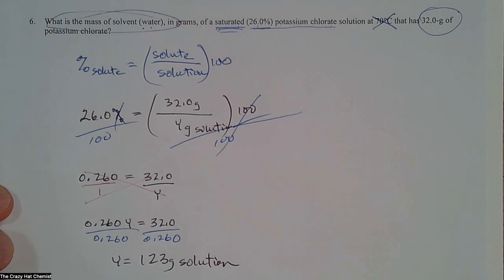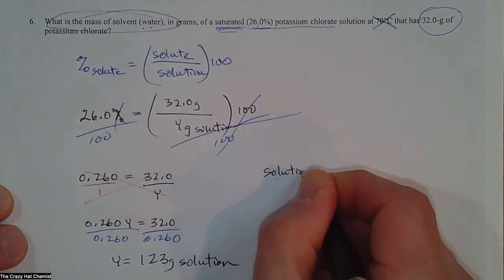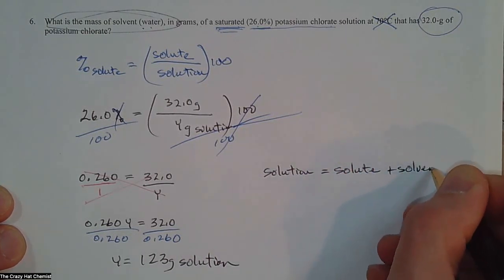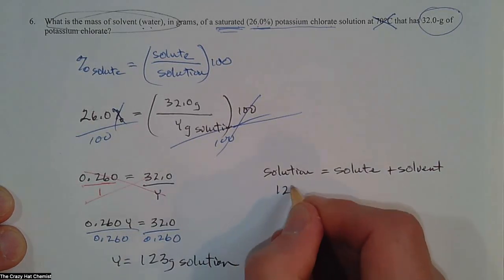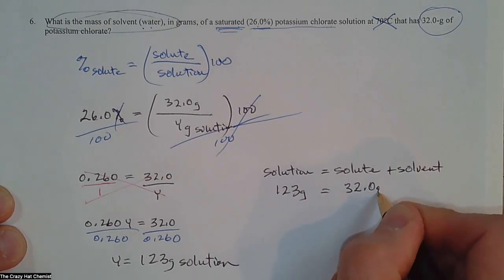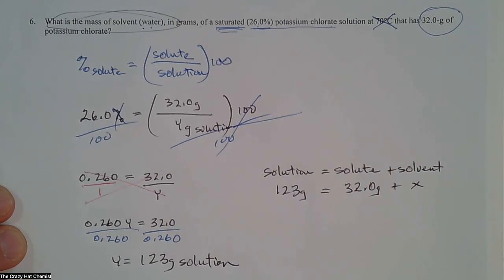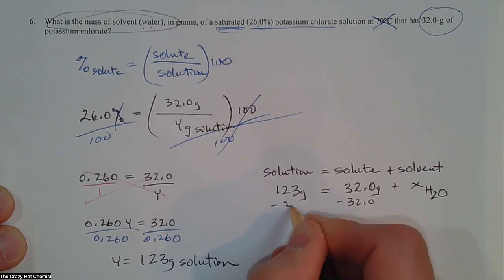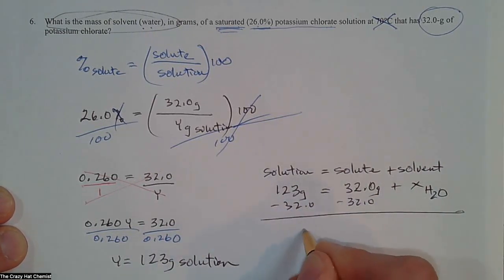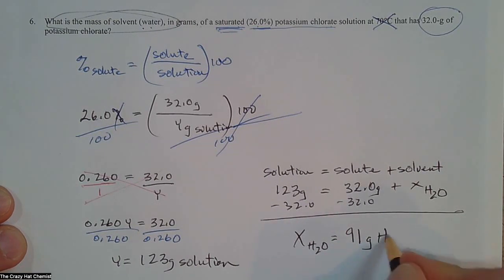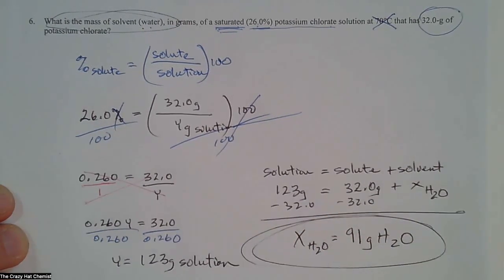So what I have to do is take solution is equal to solute plus solvent. The solution is 123 grams. The solute is 32.0 grams, and the solvent is going to be X, and that is going to be the water. So I'm going to subtract 32.0 from both sides, and X H2O, the mass of the solvent, is 91 grams of H2O. And that is my answer.